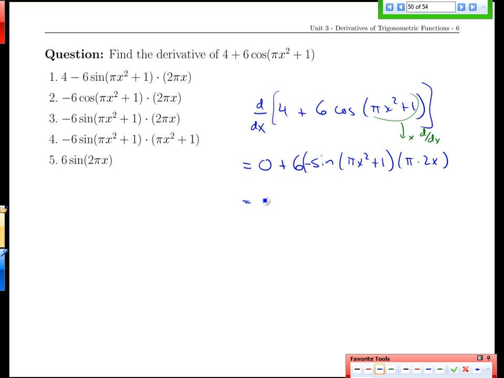And what does that turn out to? It turns out to be 6 minus sine. All right, let's take a look down our scan here. Minus 6 sine pi x squared plus 1 times the 2 pi x. Exactly. So our answer would be 3 here.